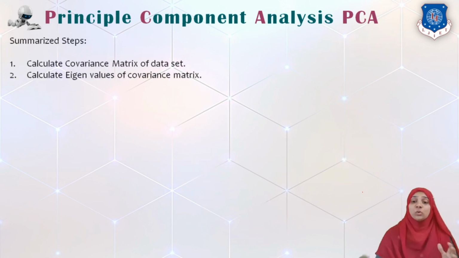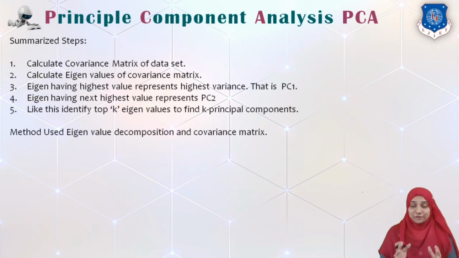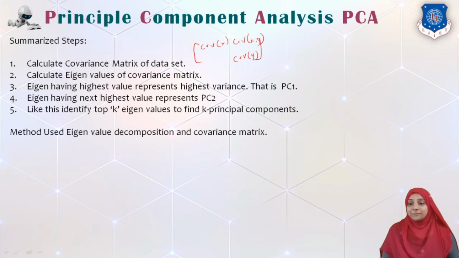So what do we do? In the first step, we calculate something called the covariance matrix of the data set, which gives us the covariance of x, the covariance of y, and the covariance of xy. I can give you the signature of the covariance matrix. We can have the covariance of x, the covariance of y, and this is the covariance of xy. This is an example if I have only two features, x and y.